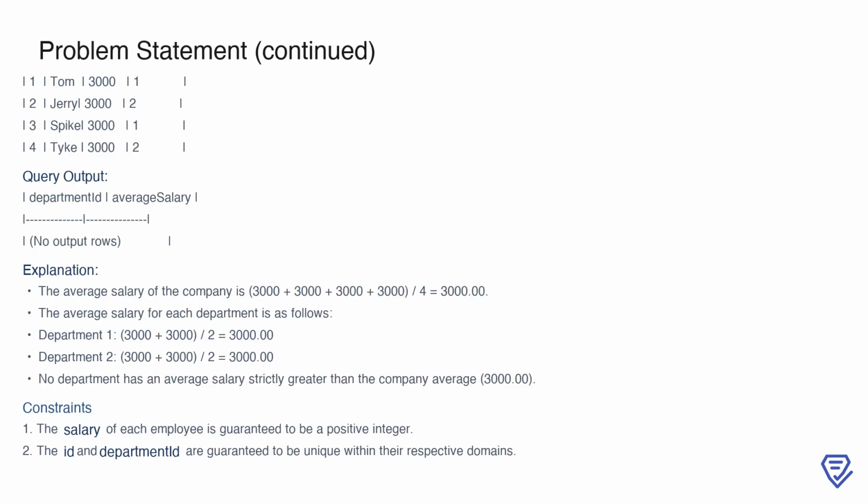In another example, the employee table lists 4 employees, with 2 employees in each of 2 departments. Here, the company's overall average salary is 3000.00. For both Department 1 and Department 2, the average salary is also 3000.00. Because neither department's average salary is strictly greater than the company's average, the output table is empty.